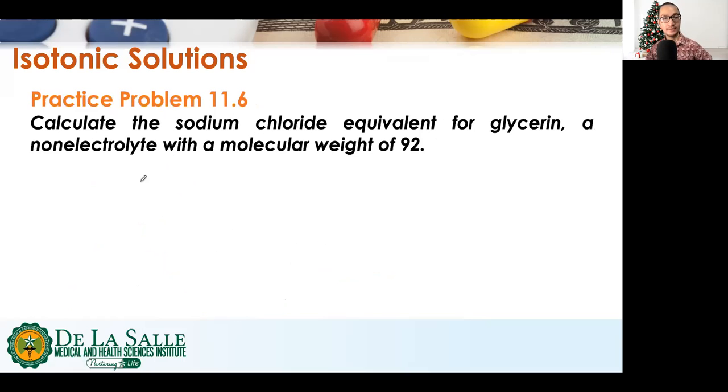How about this one? Calculate the sodium chloride equivalent for glycerin, which is a non-electrolyte with a molecular weight of 92. So E is equal to 58.5 divided by 1.8 times 1 divided by 92. So this will be 58.5 divided by 1.8 divided by 92, which is equal to 0.35. Okay?